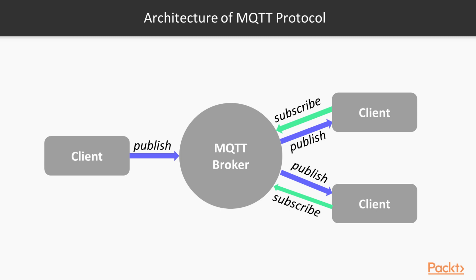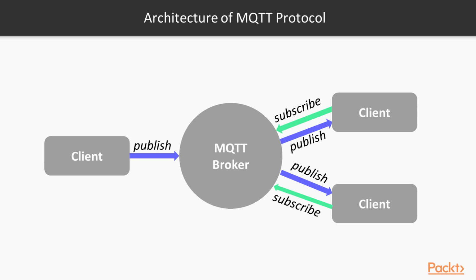Architecture of the MQTT protocol. Here we can see there is one broker and multiple clients, and according to this architecture, the clients are not able to communicate with each other directly. They communicate through the broker, and in the place of the broker we can use an open source broker like Mosquitto, or a cloud-based broker like iot.eclipse.org, mqtt.thingspeak.com, or some other cloud-based broker.